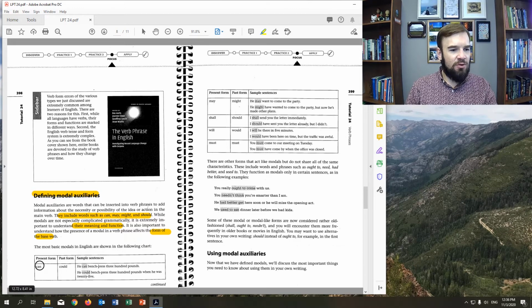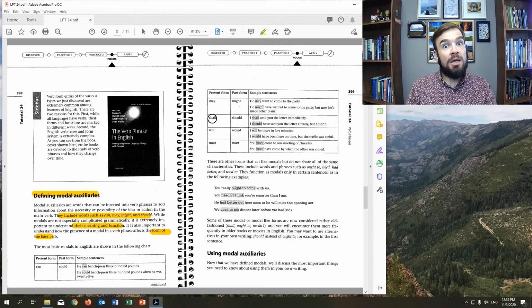So the present form of can in the past becomes could. So he can bench press 300 pounds. Or he could bench press 300 pounds when he was 25. Then we've got may in the present and might in the past. So he may want to come to the party. He might have wanted to come to the party, but now he's made other plans.